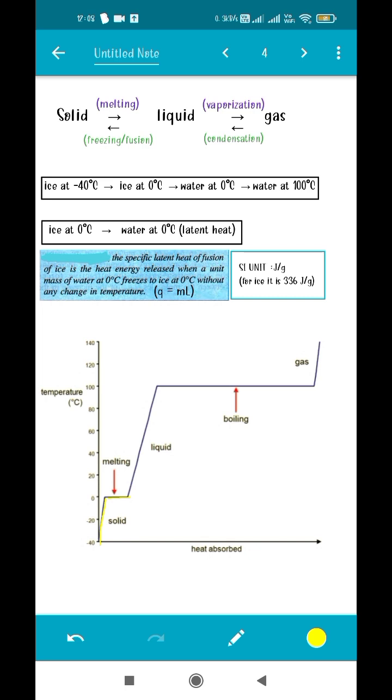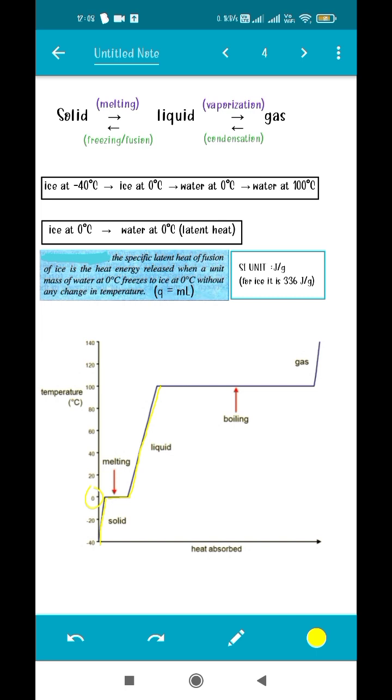Now this water which was at 0 degrees Celsius will convert to water at 100 degrees Celsius. How? By taking heat. So as you can see, temperature is changing from 0 to 100. Initially it was 0, now it is becoming 100. So there is a change in temperature whenever water at 0 degrees Celsius is converting to water at 100 degrees Celsius. Now again, when that water at 100 degrees Celsius is heated, it will convert into steam or water vapor.